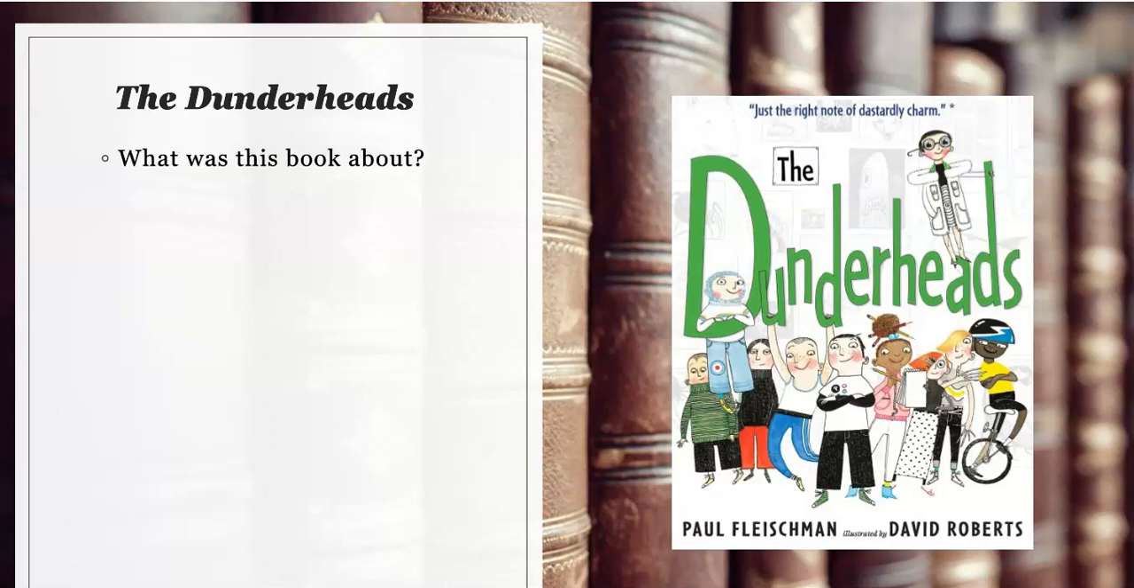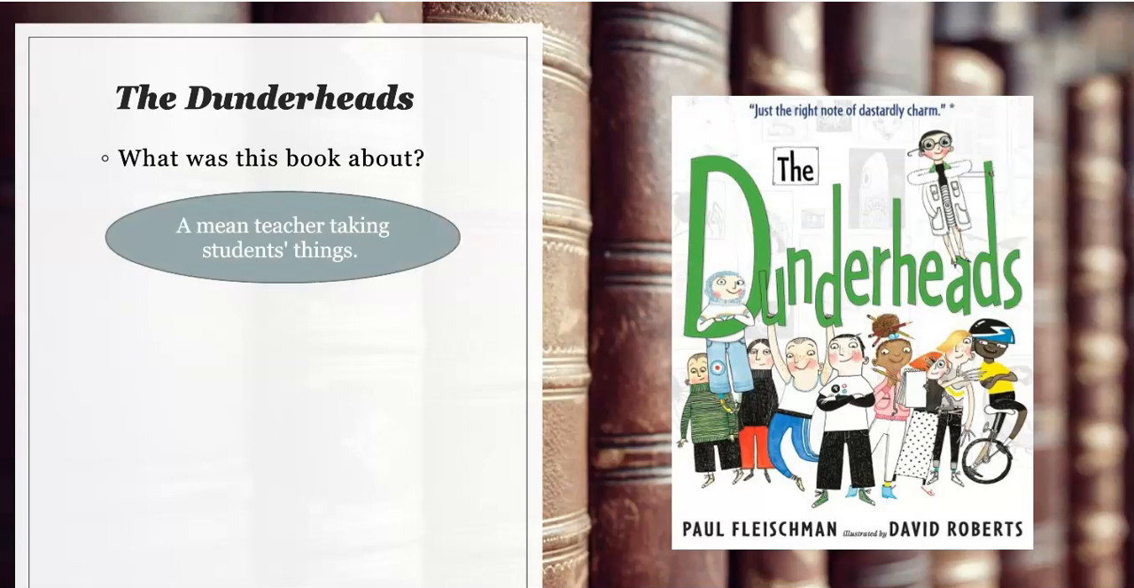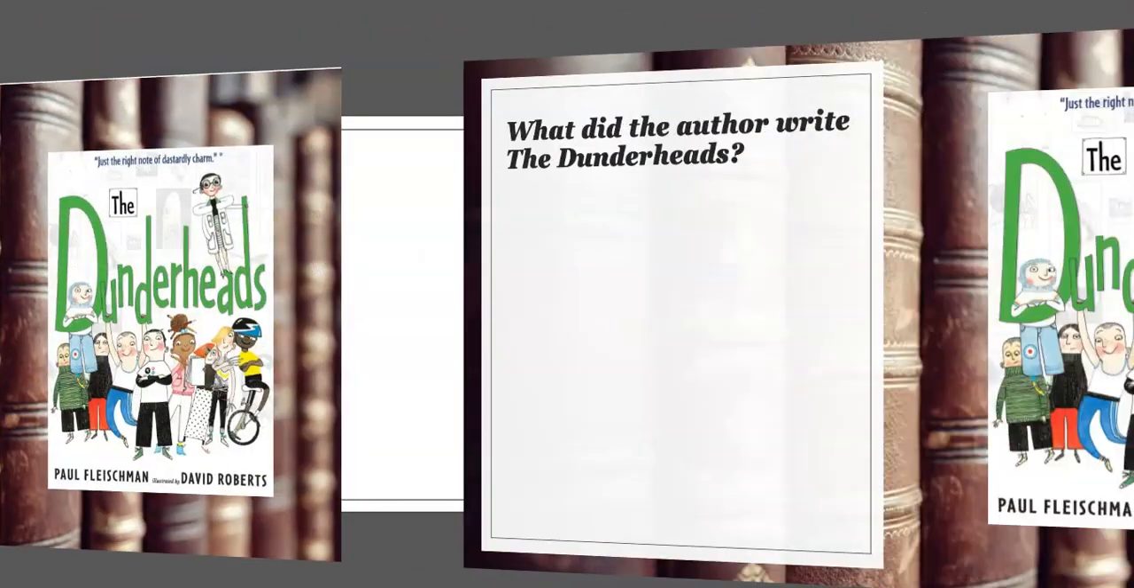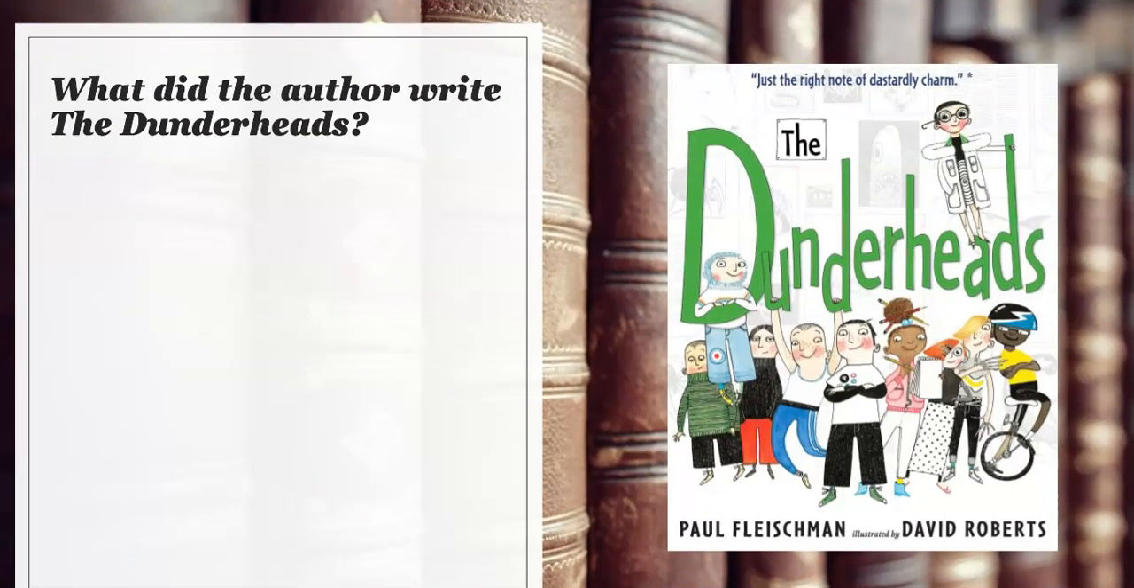So you guys hopefully remember this. So again, what was this book about? If you guys remember, it was about a mean old teacher taking the students' things and calling them names, and not really a positive influence on her students' lives. And it was about a group of students with wonderfully weird talents on a mission to get the things back from her house. And remember how they gathered the gang together and had all their cool talents, and they went over the wall and scaled up the house, and really cool story. So now my question is, why did the author write the Dunderheads?